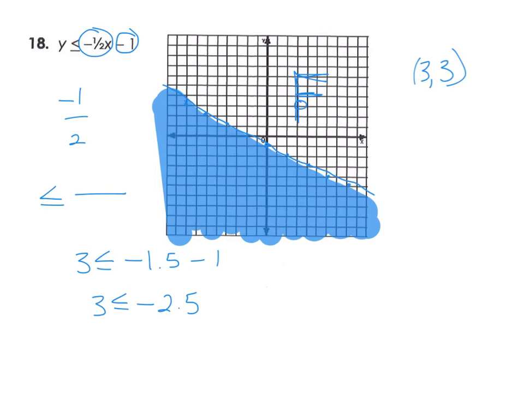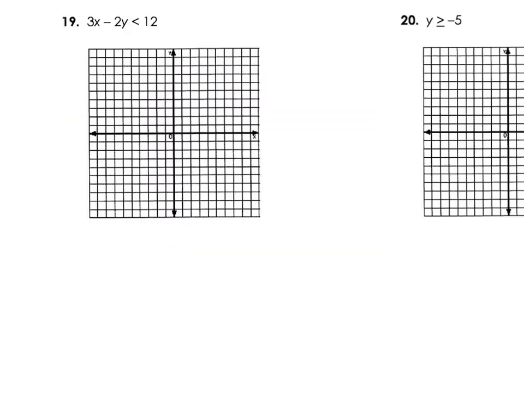And that's how I would do number 18. On number 19, this one is not set up in slope-intercept form, but what I'm going to do is I'm going to solve this using the cover-up method.